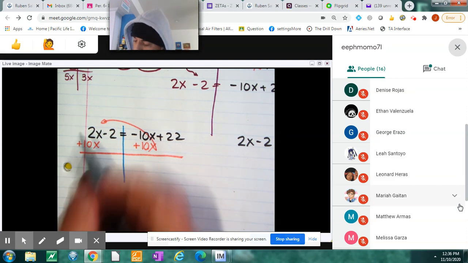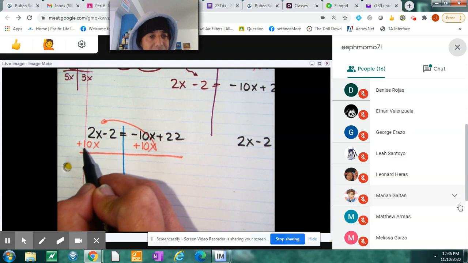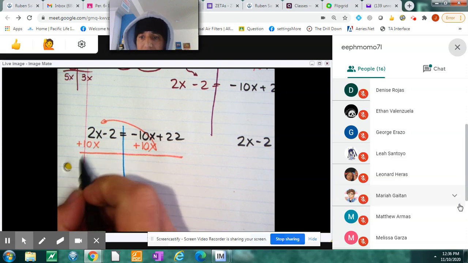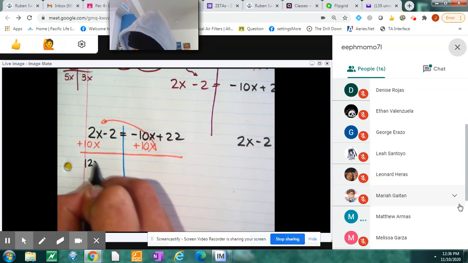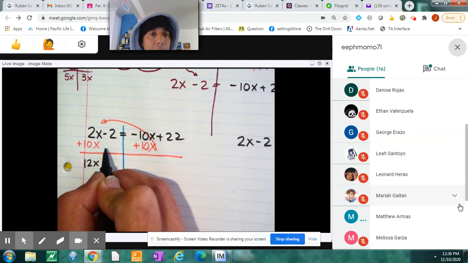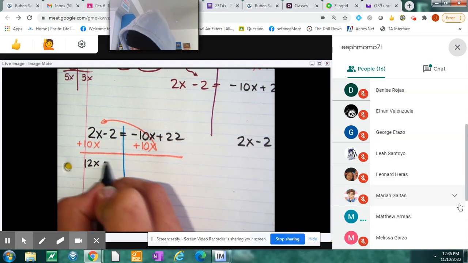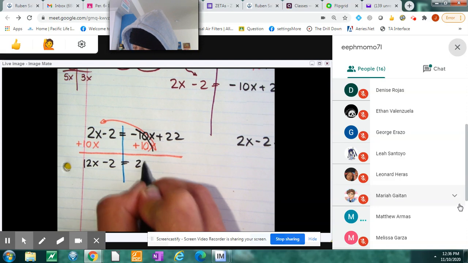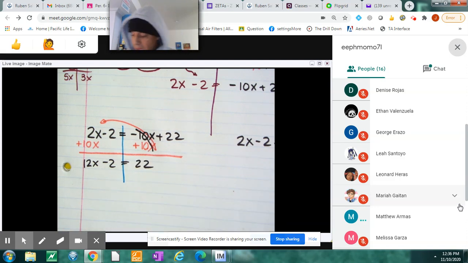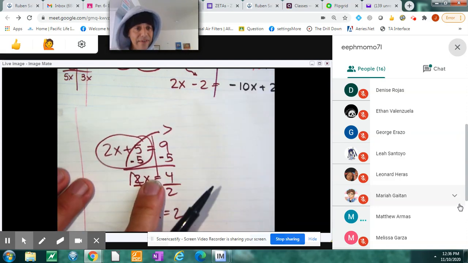All right, so here we go. So 2x plus 10x is what? What do we get, Matthew? What's 2x plus 10x? 12x. And then what do we do with the minus 2? You just bring it down. All right, and then this is a 0, right? And then we bring down also the 22. So now you have it like this, right?